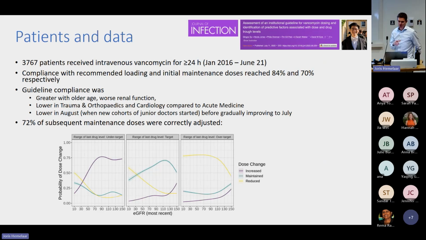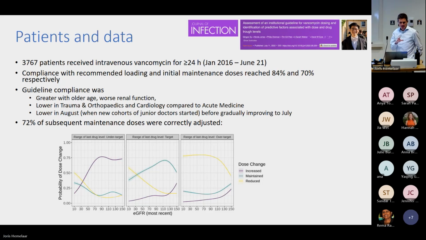Kind of just as an aside, it's sort of interesting that different places did different things. So there appeared to be greater compliance in those with older age and worse renal function, but that might be partly because actually the sort of historic doses that were given tended to be lower and closer to the doses recommended in those groups. So it may just be that people were tending to follow previous practice. But then compliance was also lower when some specialties looked after you. So if you were looked after by trauma and orthopedics and cardiology, you were less likely to get treatment in line with the guidelines than if you were looked after by the medical team.